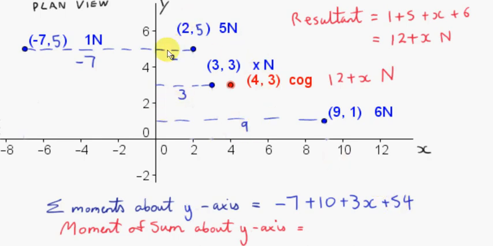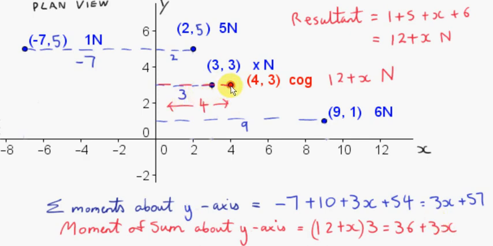The forces on the right hand side of the y-axis have positive moment about the y-axis. Forces on the left of the y-axis have negative moment about the y-axis. Simplifying, we get 3x plus 57 Newton meters. Now let's get the moment of the resultant force about the y-axis. The resultant force is 12 plus x multiplied by the perpendicular distance of the line of action of the resultant force to the y-axis, and that's just the y value, which is 3. It'll be a positive moment. So that's going to give us 36 plus 3x.